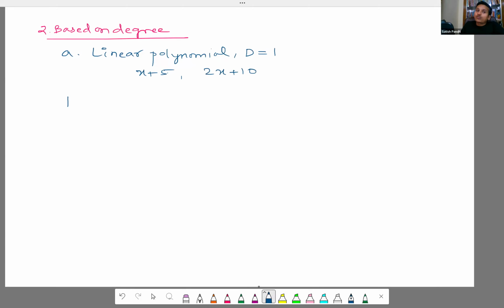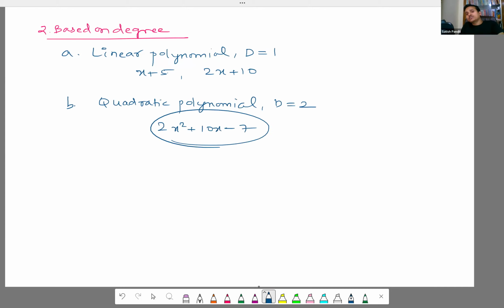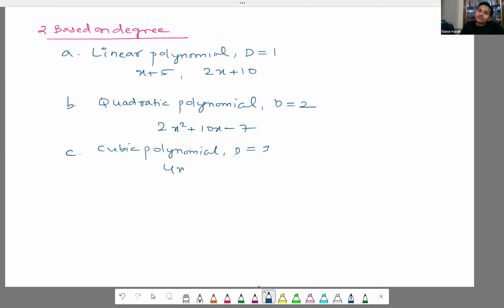Next we have the quadratic polynomial. Quadratic polynomial means degree will be 2. So for example, 2x square plus 10x minus 7. The highest power of the variable is 2, right? So it is a quadratic polynomial. Next we have the cubic polynomial. Cubic polynomial means degree will be 3. For example, 4x to the power 3 plus 7x square minus 5x minus 10. See here, the highest power of the variable is 3, so that is why degree is 3.